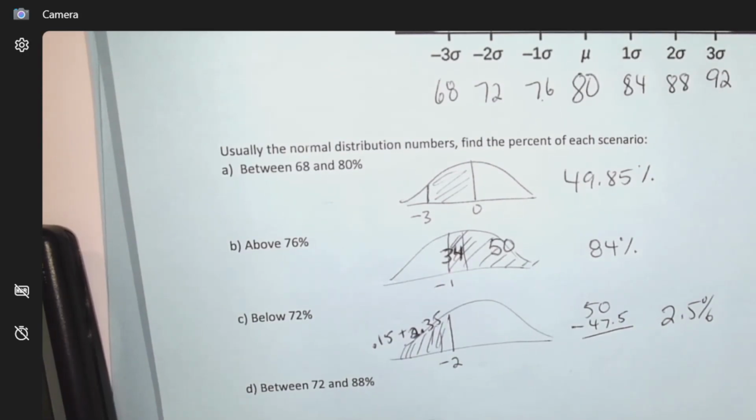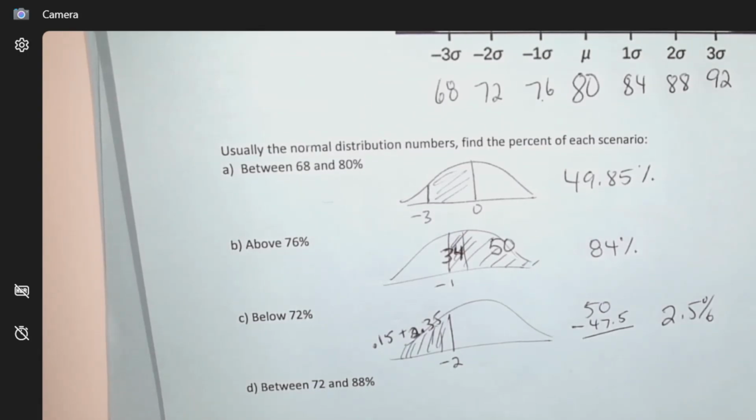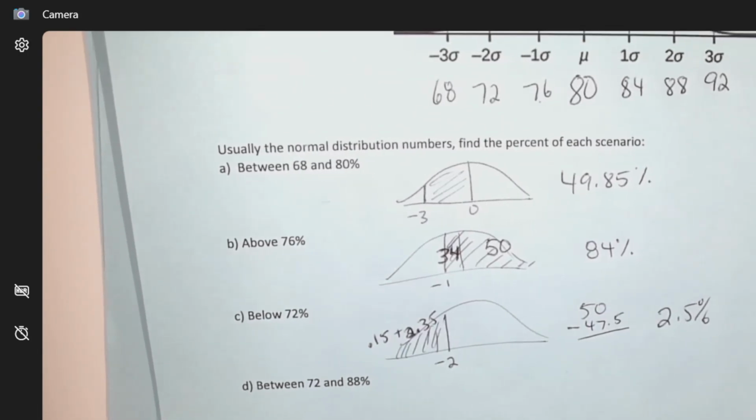Okay, how much of this do you want me to do? Good? Get the idea? Okay, that's using your chart. Okay, then I'm going to flip.